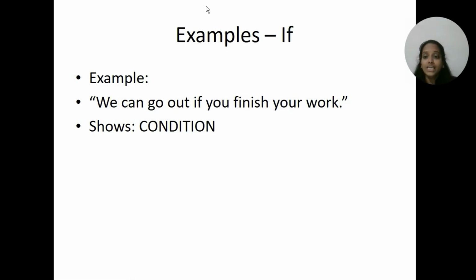The next one is if, that's a condition. Whenever if comes, then it is for condition, right? So, we can go out if you finish your work. So if you finish your work is the dependent clause, and we can go out is the independent clause.